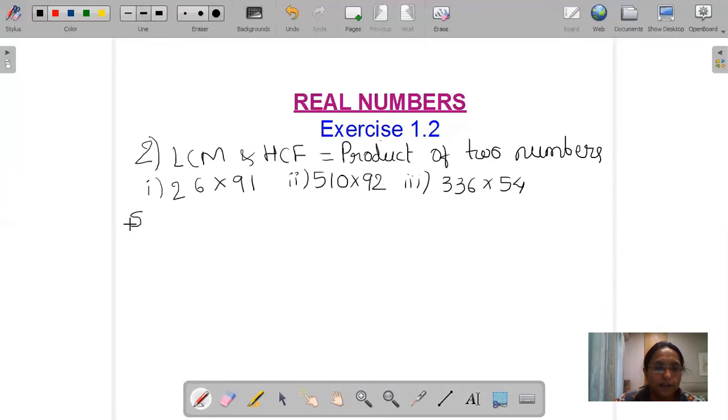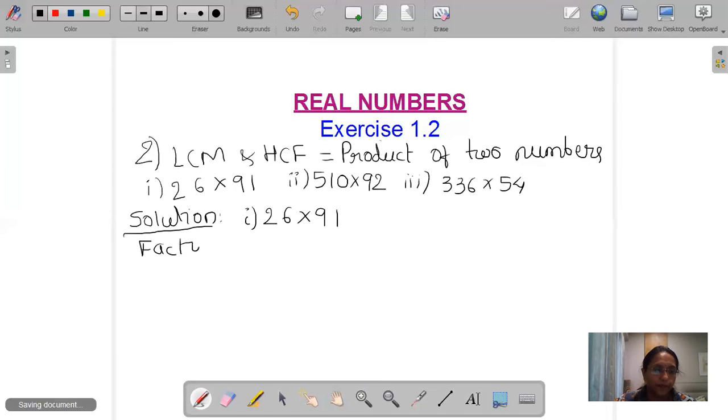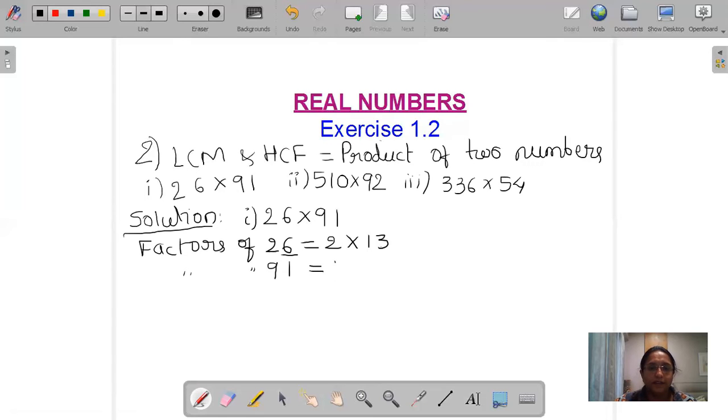Right? We'll solve the first one. I'll consider the solution. The first one is 26 into 91. We have to find out the LCM and HCF of these numbers. First, factors of 26. It is divisible by 2. 2 into 2 ones are 2, 2 threes are 26. Then factors of 91 is equal to, it is 13 sevens are 91.